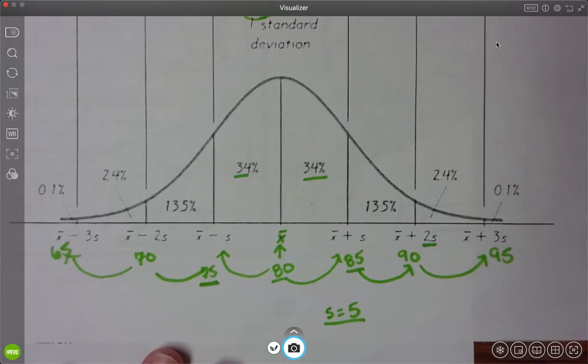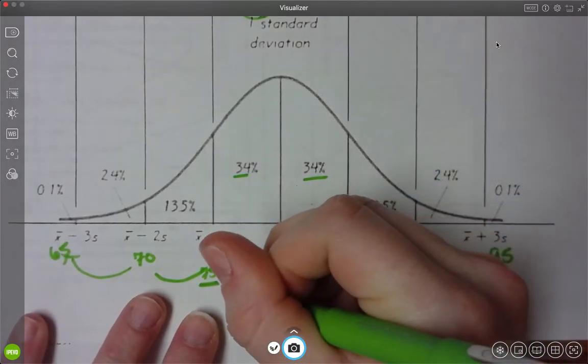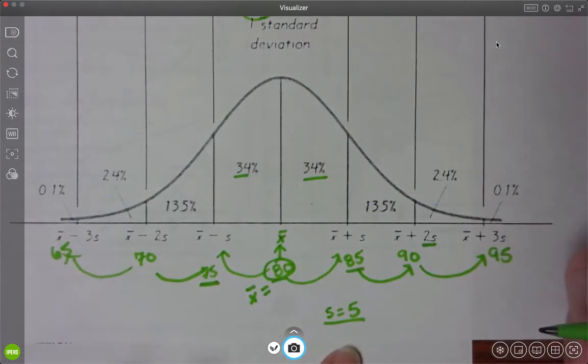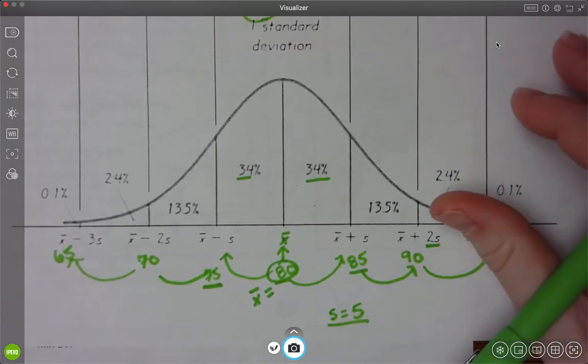And now that, again, is just using the example that my average, they call it an X bar, my average is 80 and my standard deviation is 5. If my standard deviation was different than that, we would have to use different numbers. But that's just kind of how this empirical rule breaks down, okay?